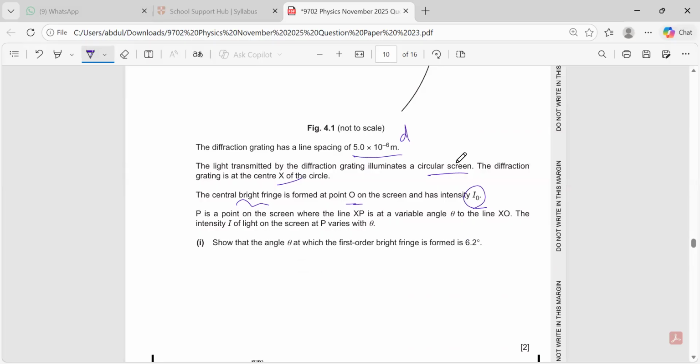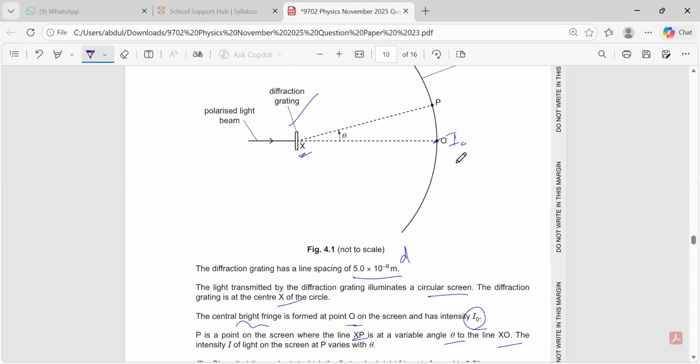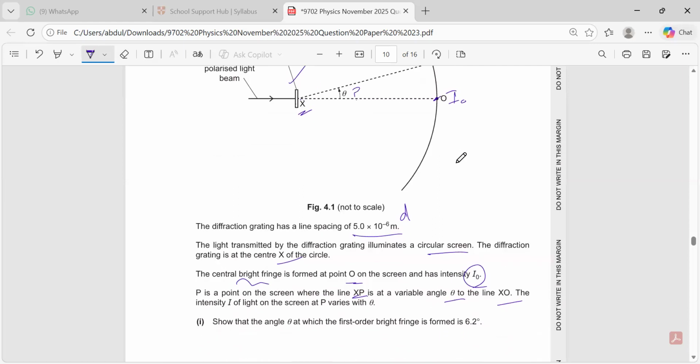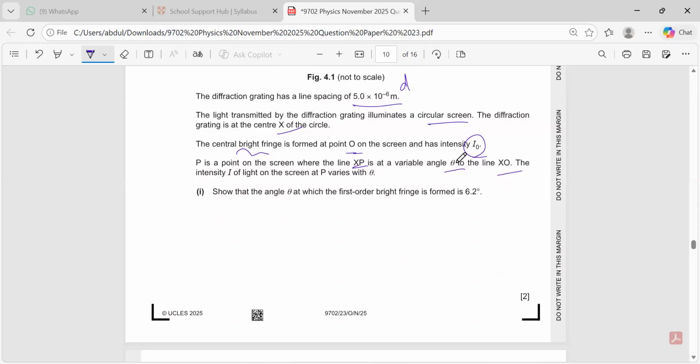P is a point on the screen where the line XP is at an angle theta to the line XO. XO is the center line from X to O, and XP is at an angle theta. And of course, he will be asking us to calculate this angle theta. But for that, we need to know the order of the fringe. Show that the angle theta for the first order fringe, so small n equal to 1, is 6.2. Even the answer is given. Now, my dear friends, you know, lambda is equal to AX over D.